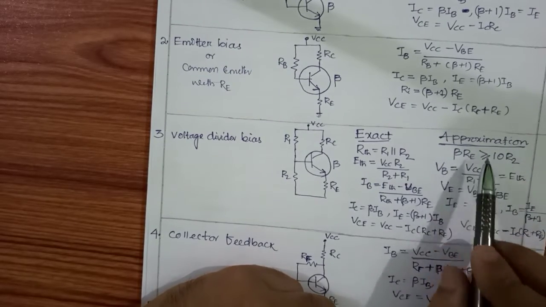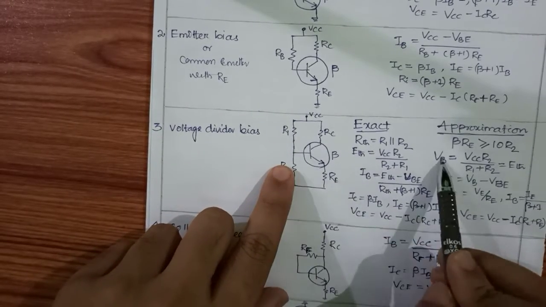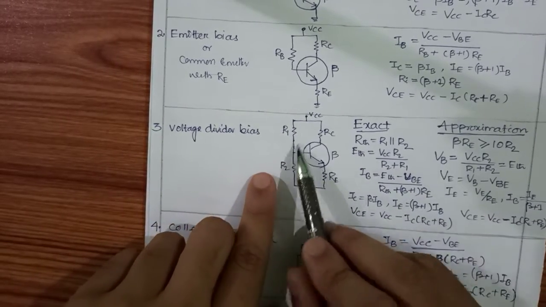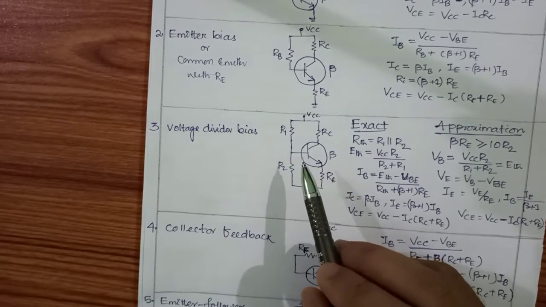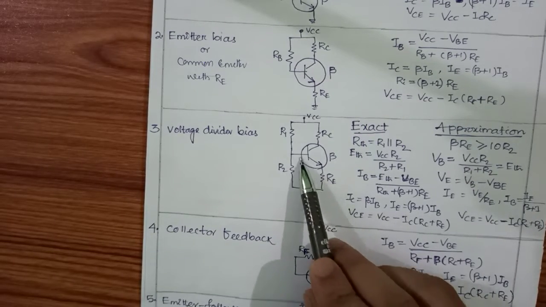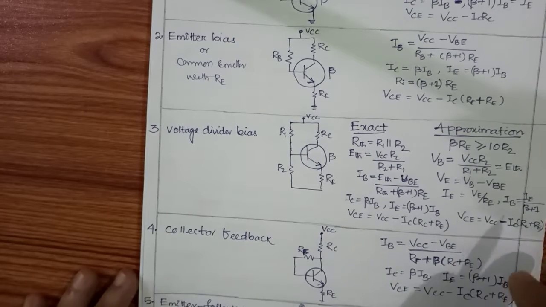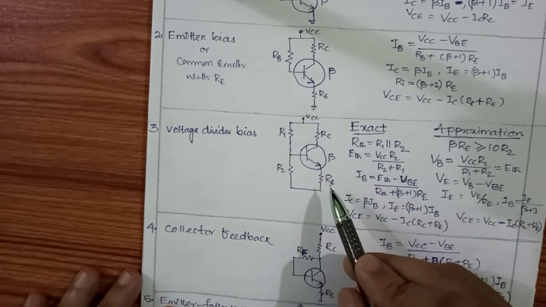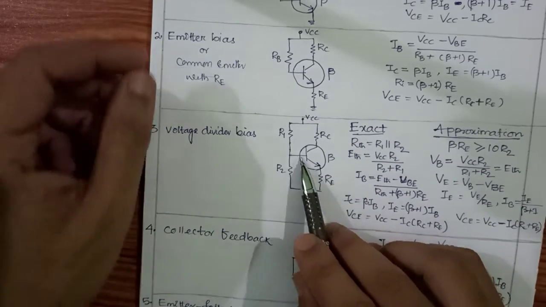If this approximation holds, then there is no need to find all these; we only find the voltage across the base. VB means base to ground. Here also the voltage divider rule applies: VCC into R2 divided by R1 plus R2. Then that is VB. Once we find VB, we know the voltage drop VBE, between base and emitter, which is nothing but 0.7 volt, not millivolt, 0.7 volt.